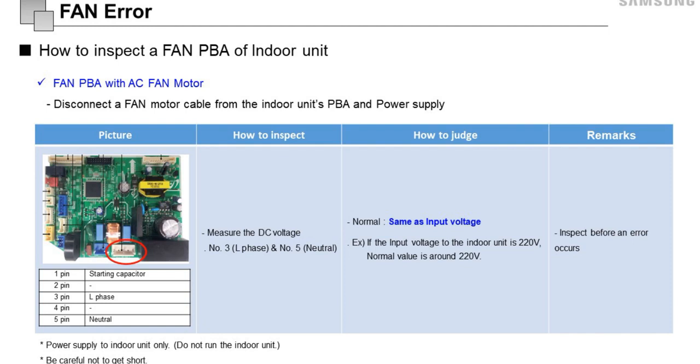And the DC voltage should be measured, and if the voltage is similar to the input voltage, it is determined to be normal. In other words, if the input voltage to the indoor unit is 220 volts, the normal value is around 220 volts.